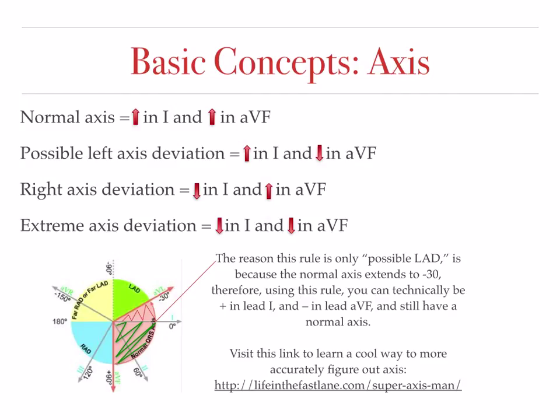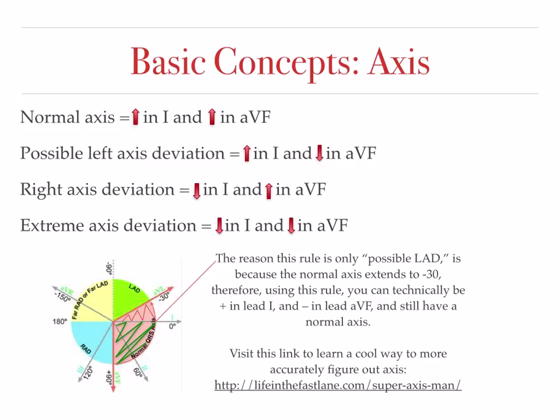So moving on, if we have a positive deflection in lead 1 and a negative deflection in lead AVF, then we have possible left axis deviation. Continuing, with a negative deflection in lead 1 and a positive deflection in AVF, we have right axis deviation. And then if we have a negative deflection in both 1 and AVF, we have extreme axis deviation.